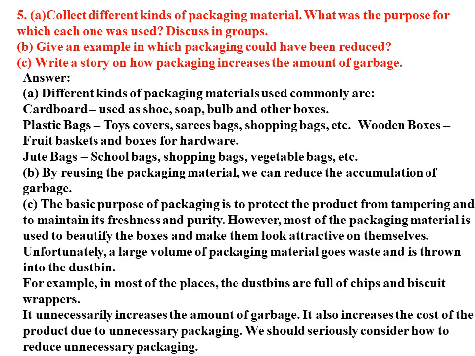Here I am going to discuss the 5A answer. Different kinds of packaging materials commonly used are cardboard, which is used in soap boxes, bulb boxes and other boxes. Then plastic bags, used for toy covers, saree bags, shopping bags, etc. Then wooden boxes, which are mainly used for food baskets and boxes for hardware. And jute bags, you also know, school bags, shopping bags and vegetable boxes. So we have just found different kinds of packaging materials here.